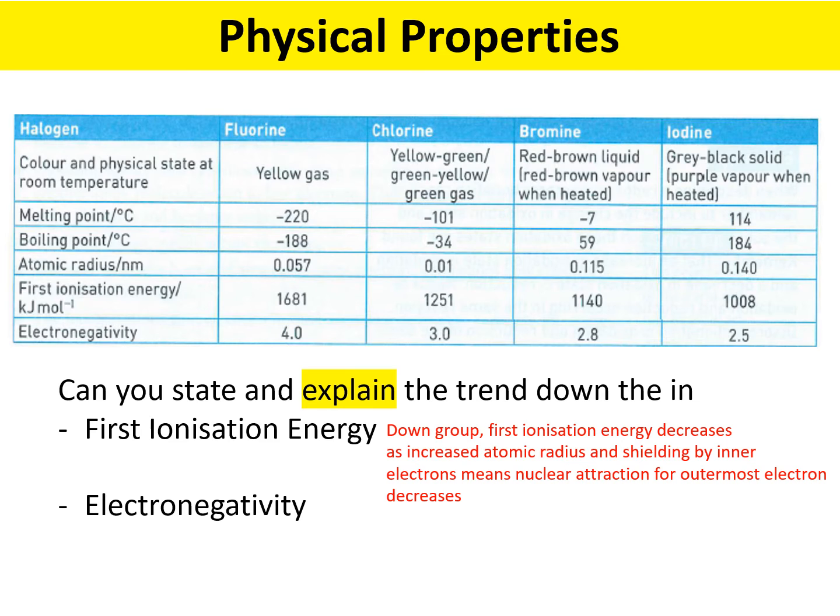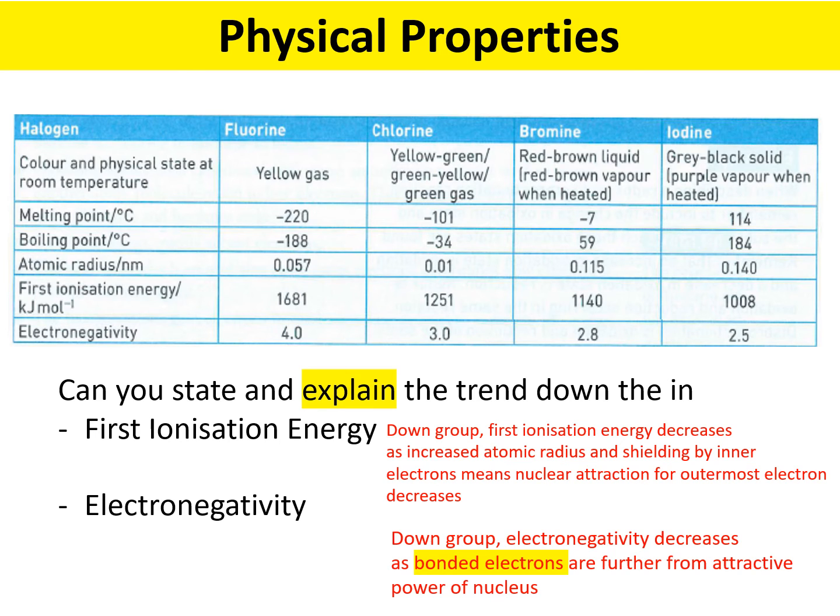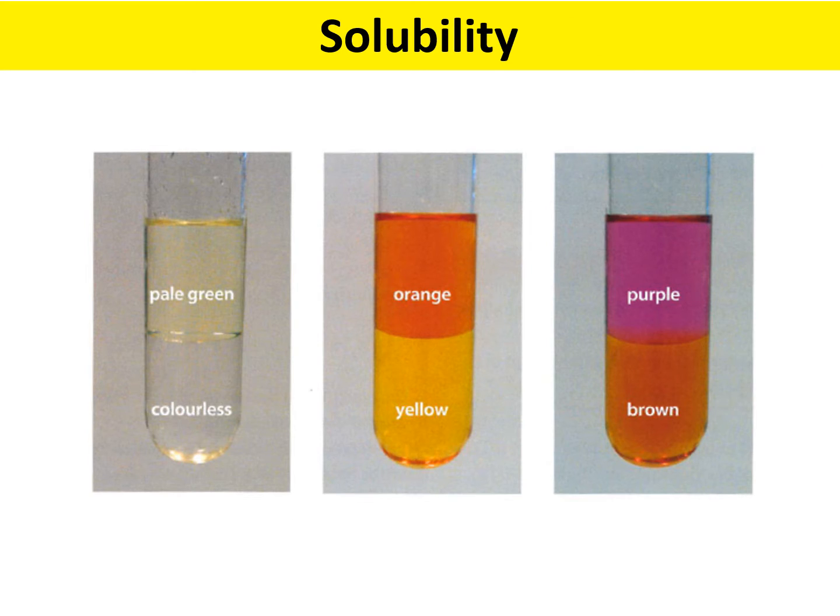As we go down the group, the first ionisation energy decreases as we get an increased atomic radius and we get shielding by inner electrons, which means the nuclear attraction for the outermost electron decreases. In terms of electronegativity, down the group, the electronegativity decreases as the bonded electrons are further from the attractive power of the nucleus. The halogens are non-polar simple covalent molecules.